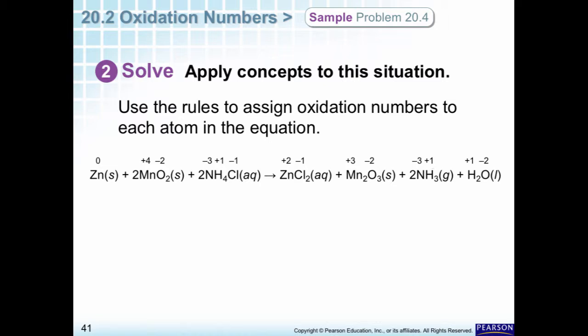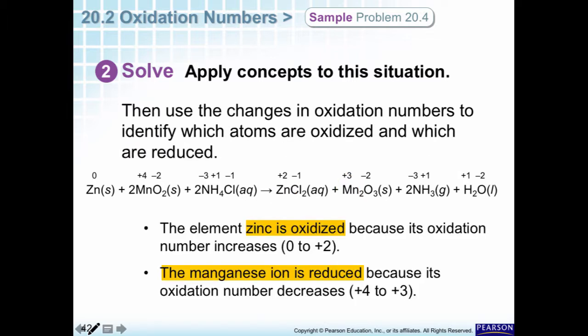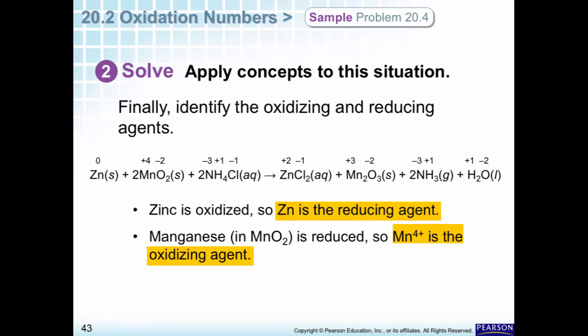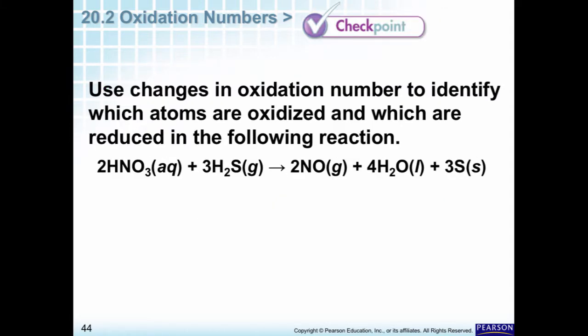Again, we have an H3 +1 and -3, so there's been no change in those two. And hydrogen +1 is +1 on this side and -2. So the only changes are your manganese and your zinc. So that is where we're having our redox reaction. All right, so there we go. And so if zinc is oxidized, it's the reducing agent. Manganese is reduced, so therefore it's the oxidizing agent. That's it. Okay, now it's your turn.